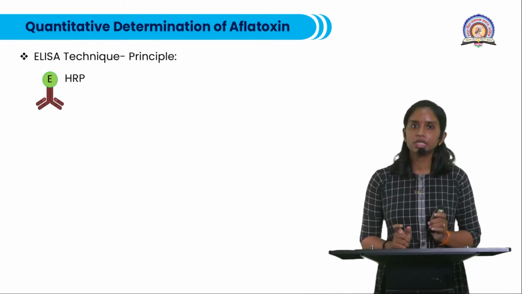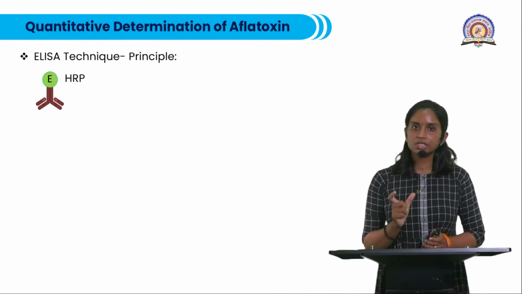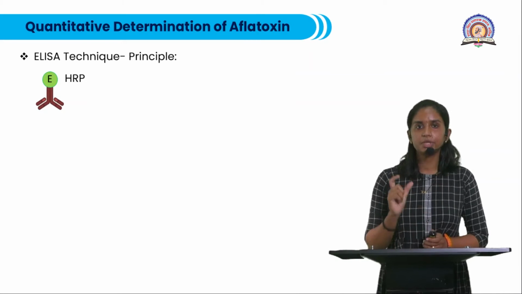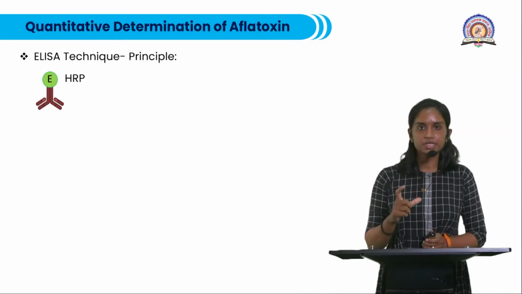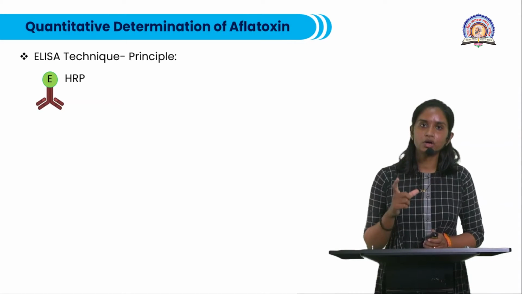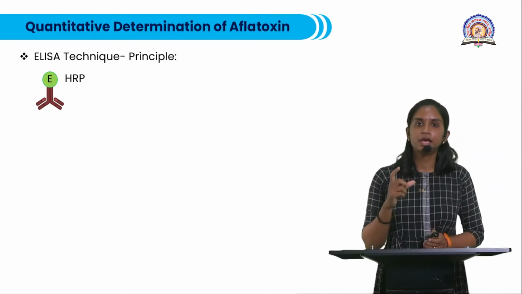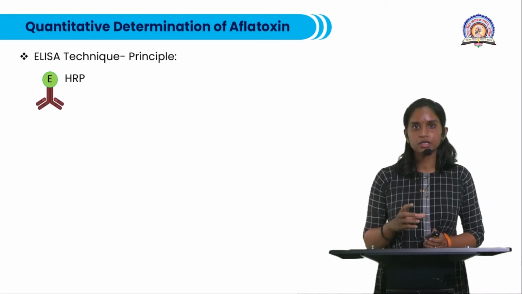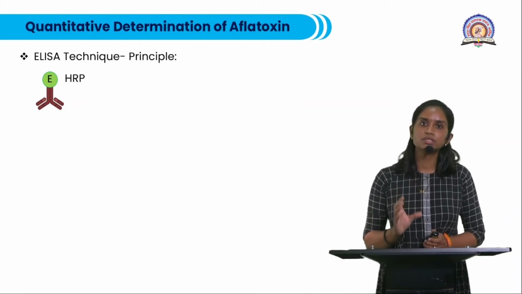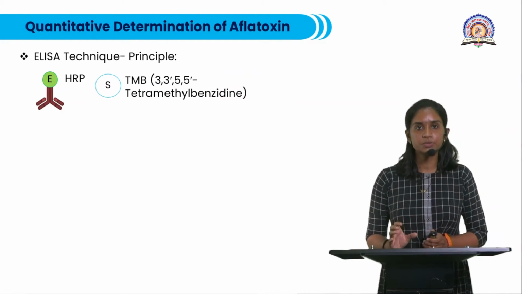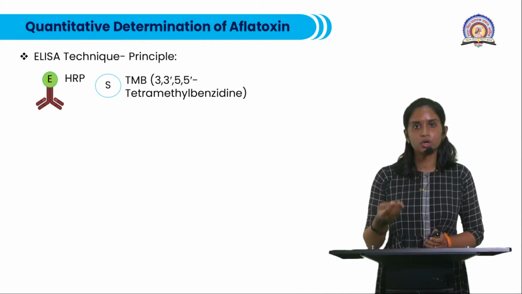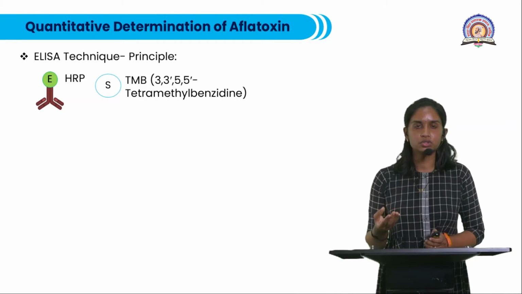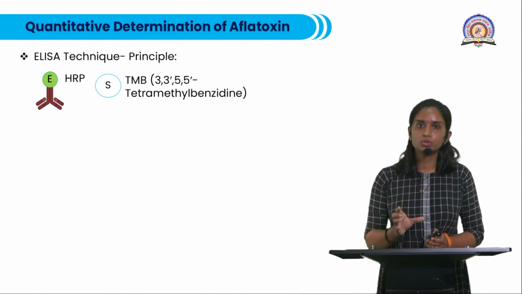Now the full form of ELISA is enzyme linked immunosorbent assay. Enzyme linked, so an enzyme will be present, and the specificity of the enzyme will be utilized, and this enzyme is such that it acts on a chromogenic substrate. Now what is a chromogenic substrate? That means the substrate, when it is converted into product, will generate color. Such a type of substrate is called a chromogenic substrate.